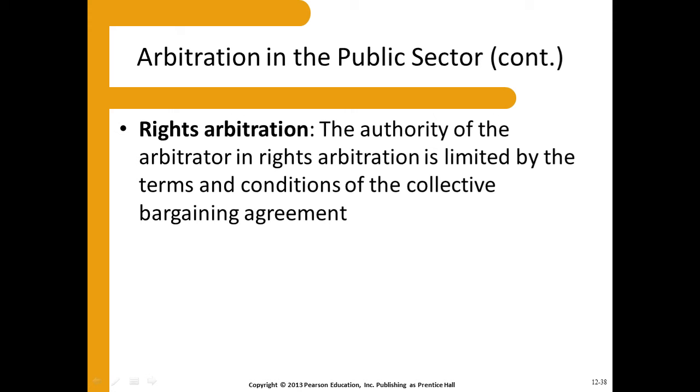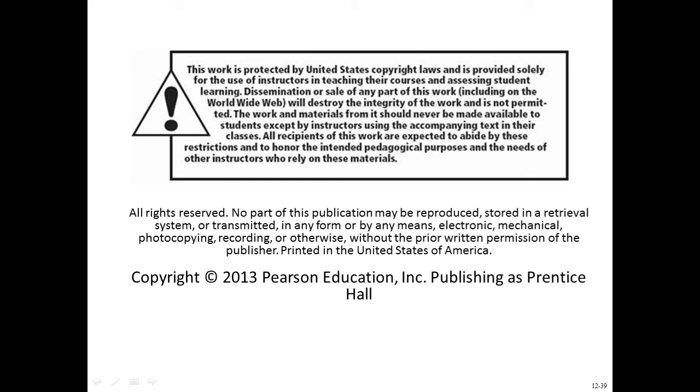And finally, we note that in the public sector, with respect to rights arbitration, the authority of the arbitrator is limited by the terms and conditions of the collective bargaining agreement. In summary, we see that the arbitration process has been developed and refined over many years. The selection of the arbitrator or the board of arbitrators is generally specified in the labor agreement. However, the hearing procedure, which is not bound by legal precedent, is quite flexible and subject to the arbitrator's discretion.